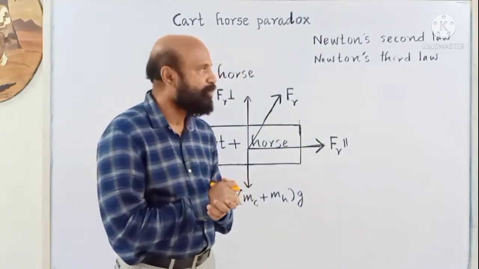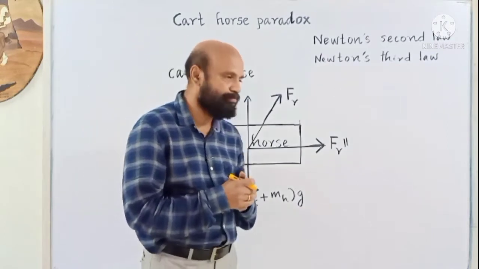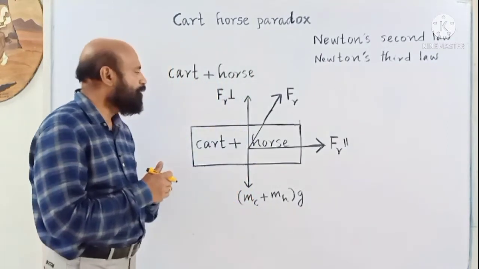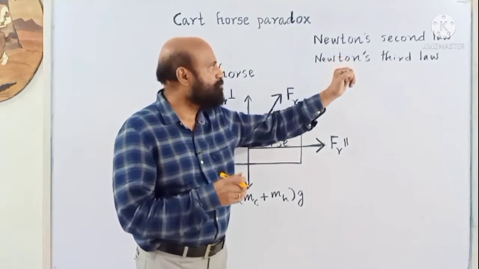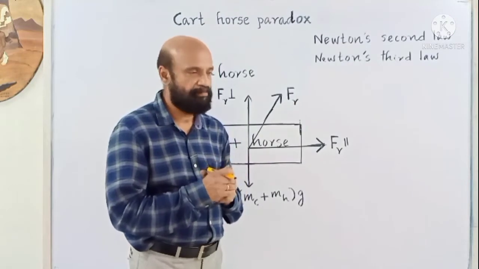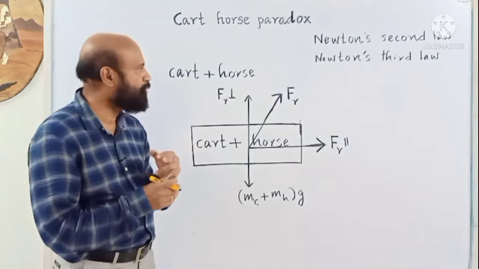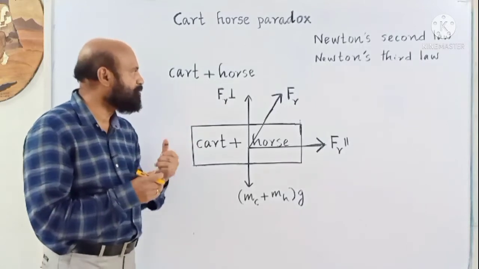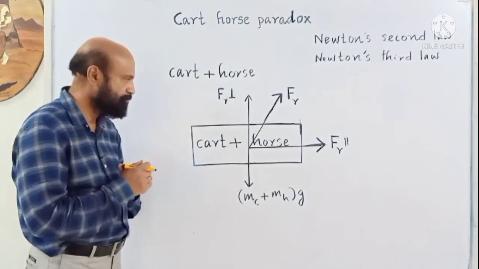This is because of the wrong application of Newton's second law and third law. Before we apply Newton's second law, we should have an idea of what the system is. Now this can be explained in three different ways. First, let us consider the cart and hose as a system.